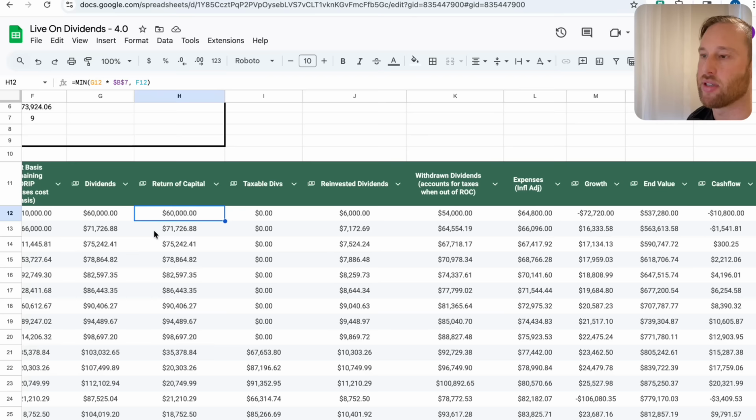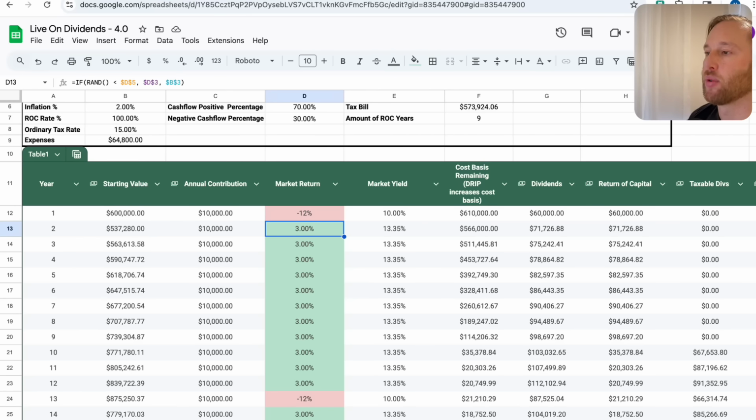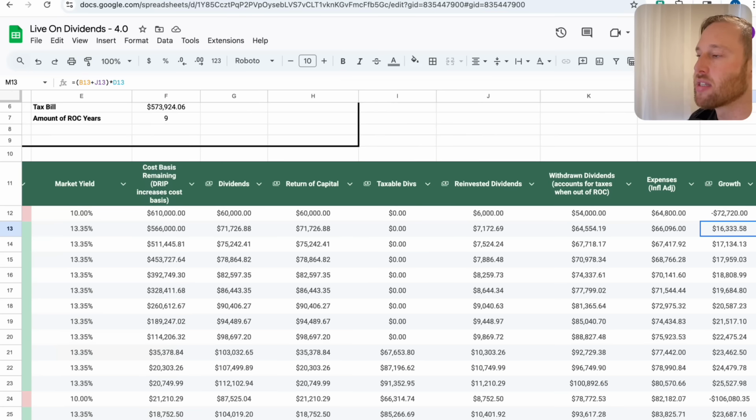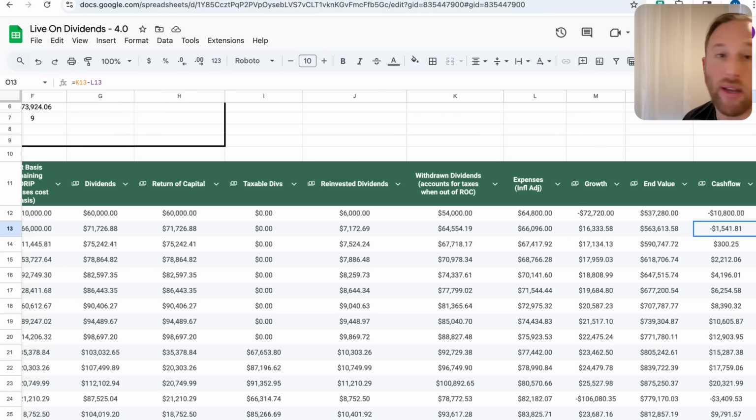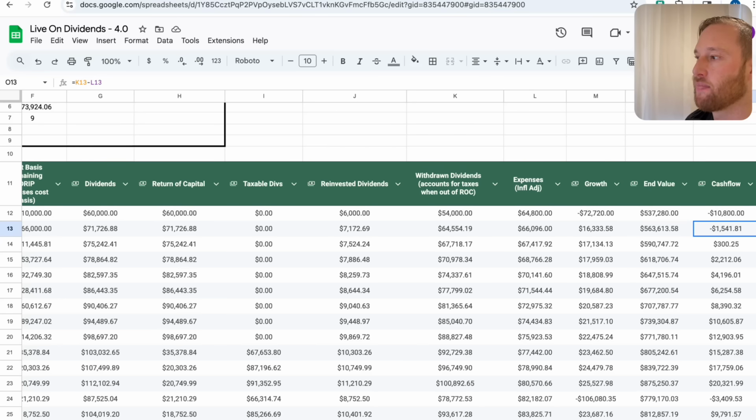But in year two, what happens, right? The bull market comes back in. We're still reinvesting. The market appreciates 3%. We have a higher yield. We have higher dividends, no taxable dividends as a result of return of capital. We're reinvesting some dividends. And then effectively, we are right at a cash flow balance, right? Our expenses, because of inflation, have increased to 66K, but we withdrew 65K effectively. And so we're right there at almost negative 1,500, but pretty much that's right at zero, almost.